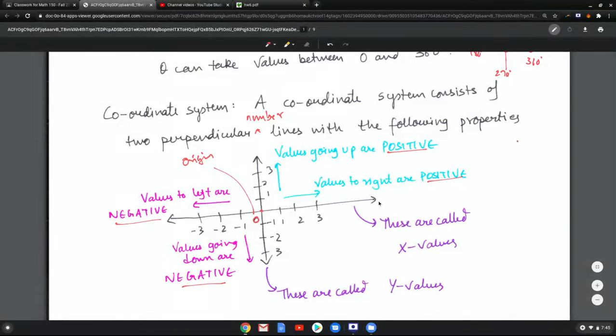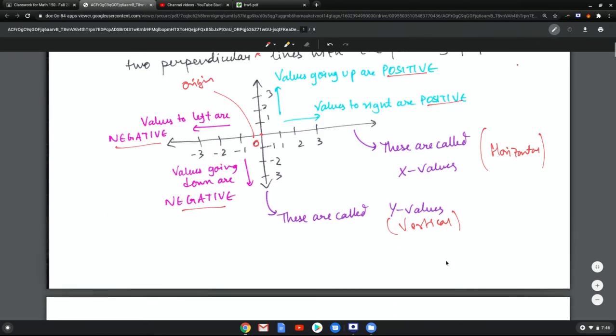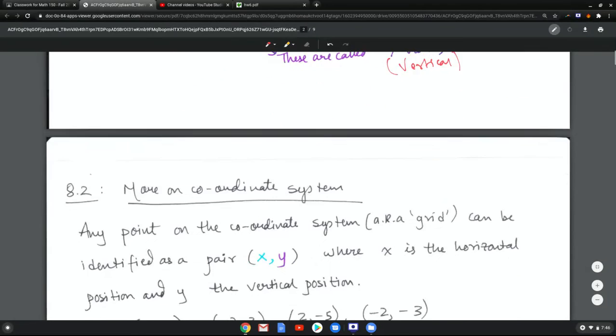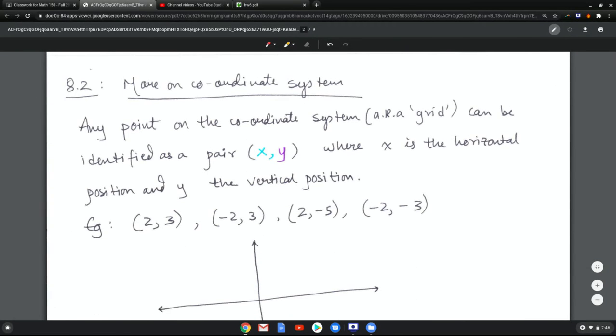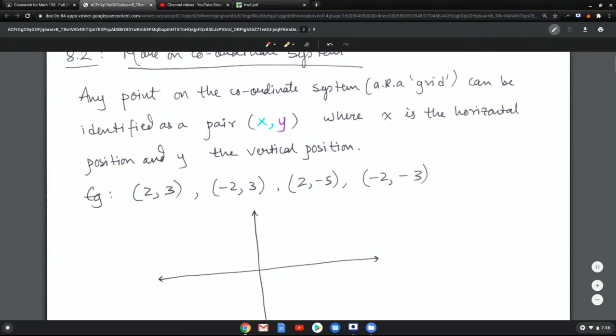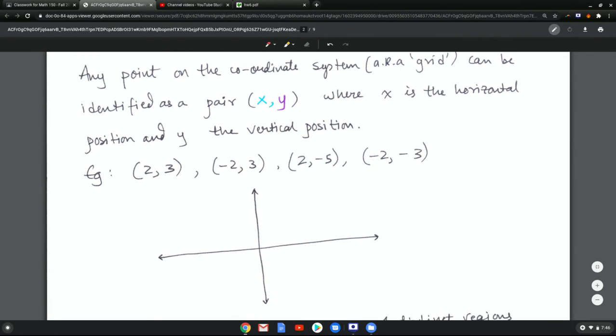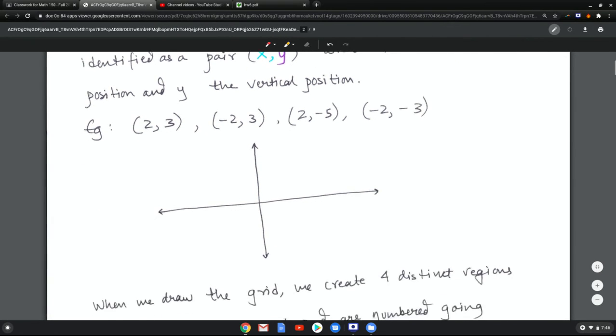Now these values, the horizontal ones, are called x values. And these values, which are vertical, are called y values. Any point on the coordinate system, aka the grid, can be identified as the pair x, y. x is the horizontal position and y is the vertical position.